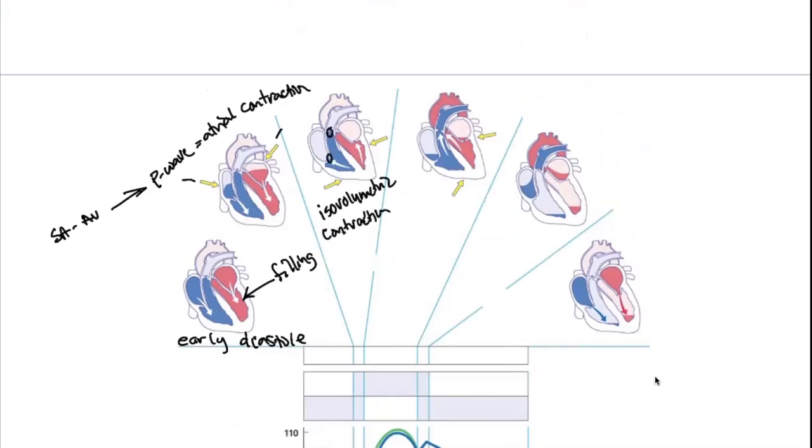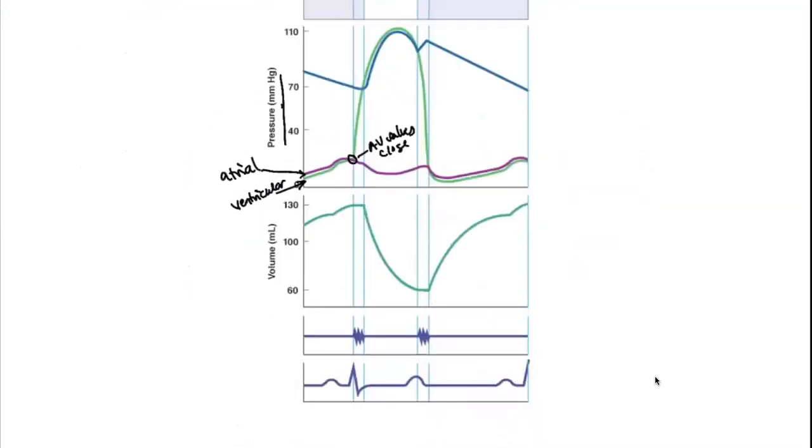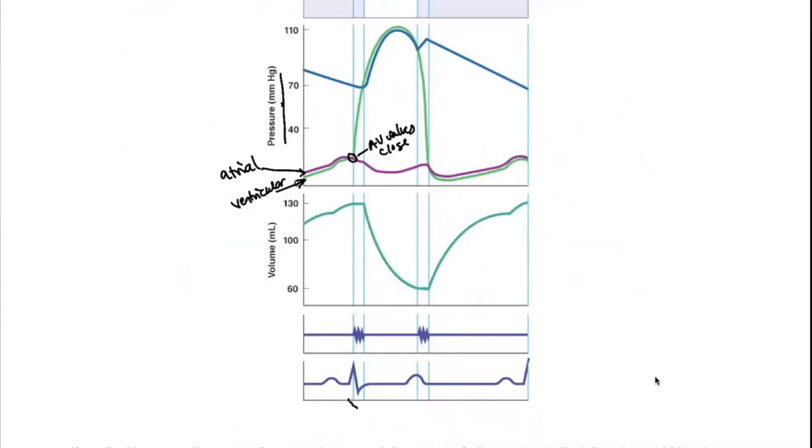All valves are closed, but the ventricle wall is starting to contract there. And that is following the QRS complex. This, by the way, is the P wave. And here's your first heart sound, and that is the AV valves closing. So this is all happening, right? AV valves close. At this point, this is the volume of blood in the ventricle. That volume is now staying the same because all valves are closed.